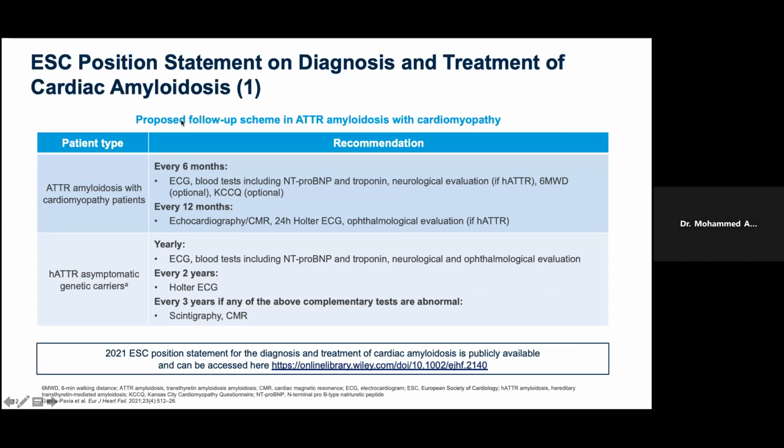The European Society of Cardiology has positioned the diagnostic approach for monitoring patients with ATTR. They divide the patients into two groups. For patients with symptomatic ATTR amyloidosis with cardiomyopathy: every 6 months ECG, NT-proBNP, troponin, and neurological evaluation in hereditary ATTR, and optional 6-minute walking distance. For patients with asymptomatic ATTR: every 12 months echo or cardiac MRI, 24-hour Holter ECG, and ophthalmological evaluation in hereditary ATTR.